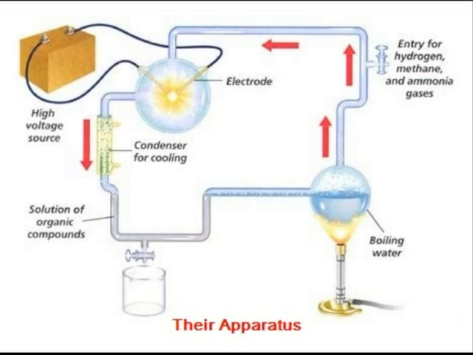In this apparatus, we begin with simple elements present in the primitive Earth's atmosphere. In this case, hydrogen, methane, and ammonia gases are mixed with water vapor, also present on the Earth at the time. This mixture was then zapped with electricity, cooled, and collected. The resulting solution contains simple organic compounds, the building blocks of living tissues.